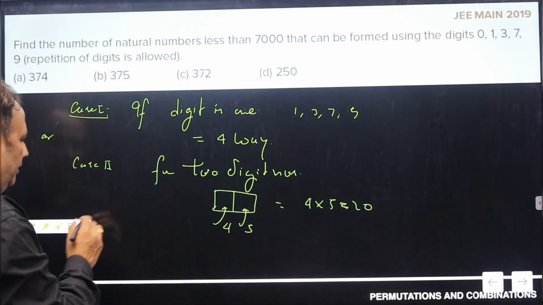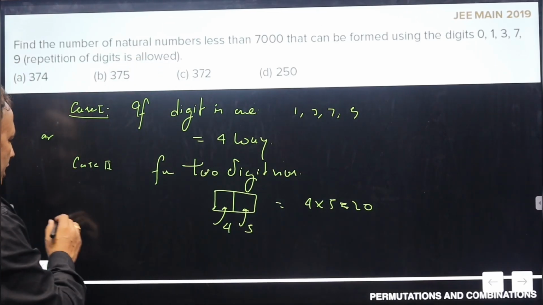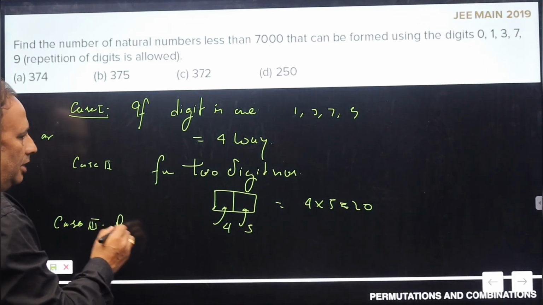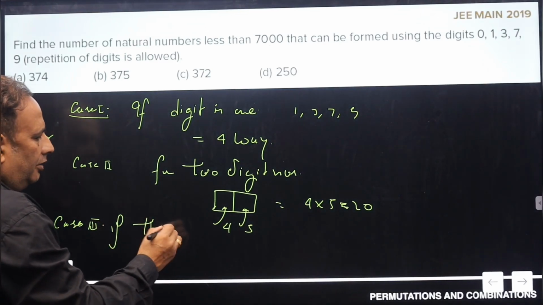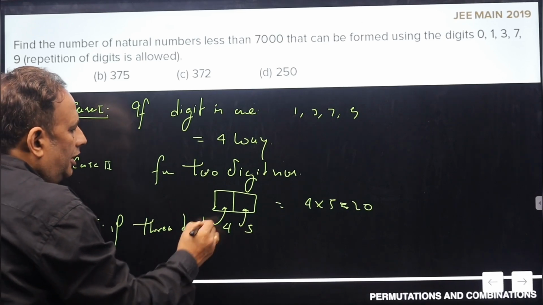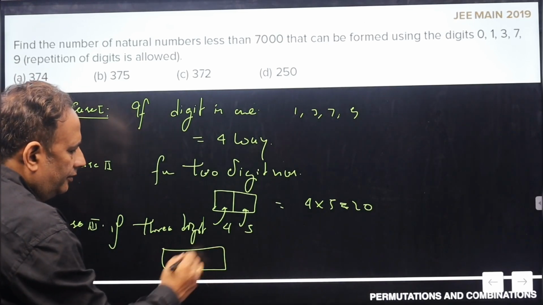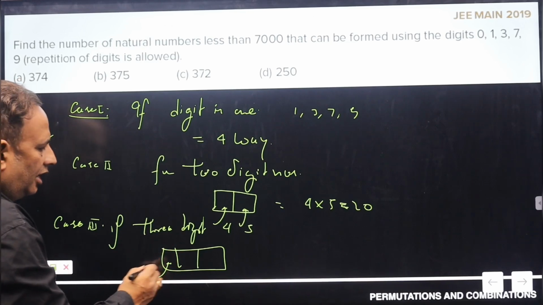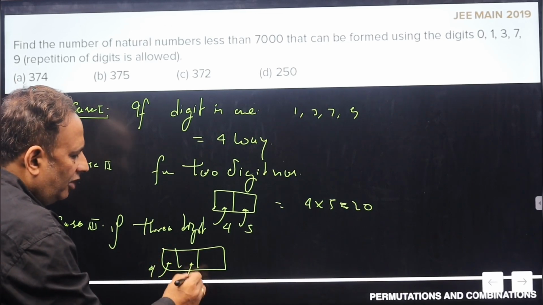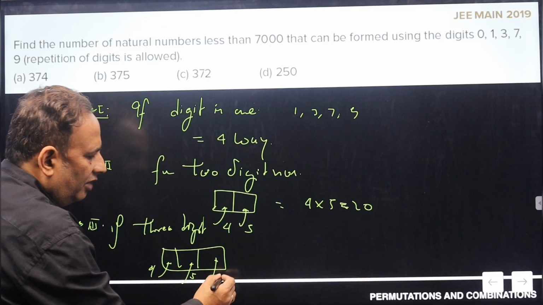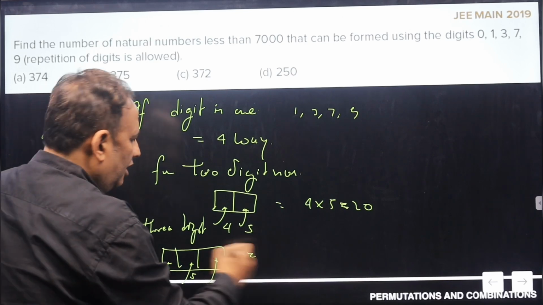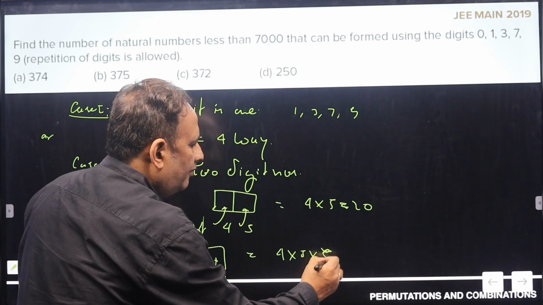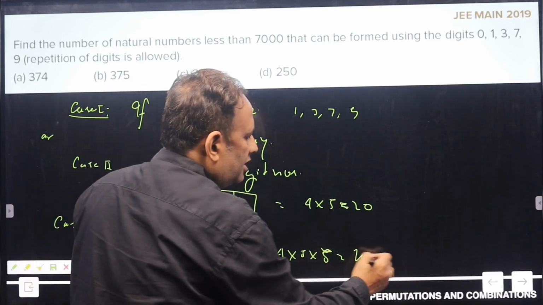Now, what about case 3? If 3-digit numbers are there, let's see. First place, we can fill in how many ways? Again, 4 ways. This place, we can fill in 5 ways. This place, we can fill in again 5 ways. So here we can use 4 into 5 into 5 ways, that is 100 ways.